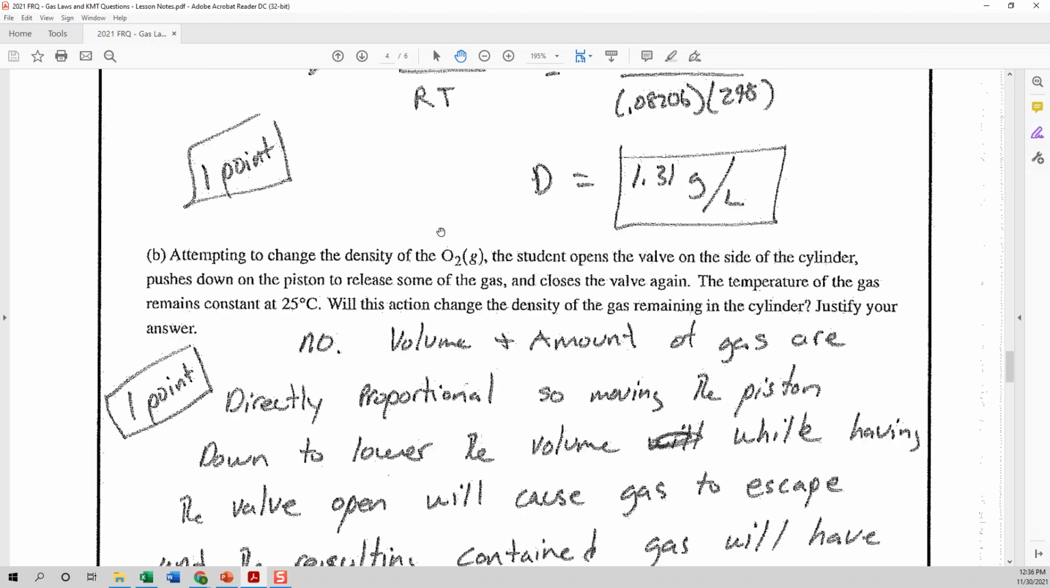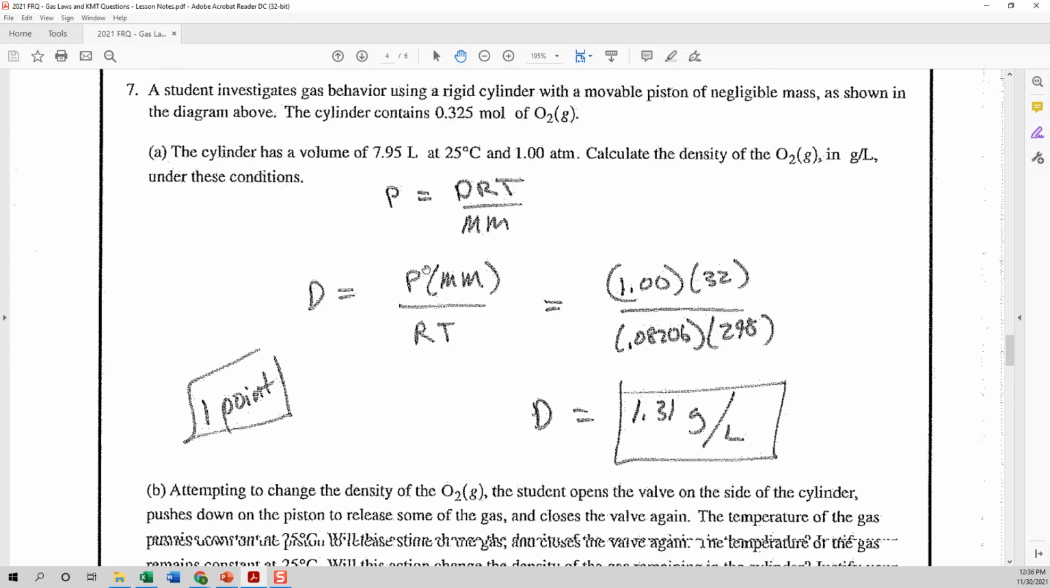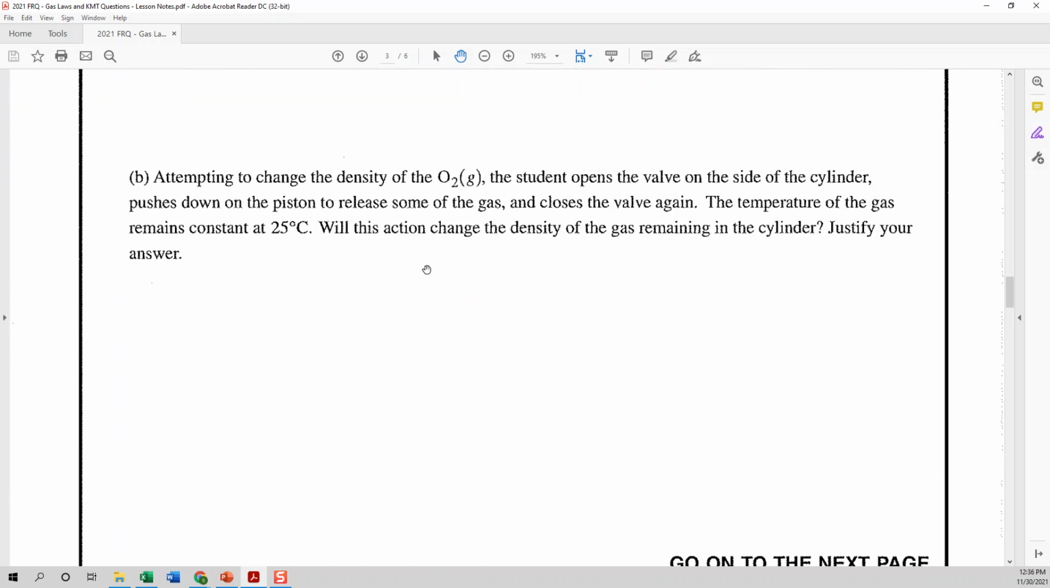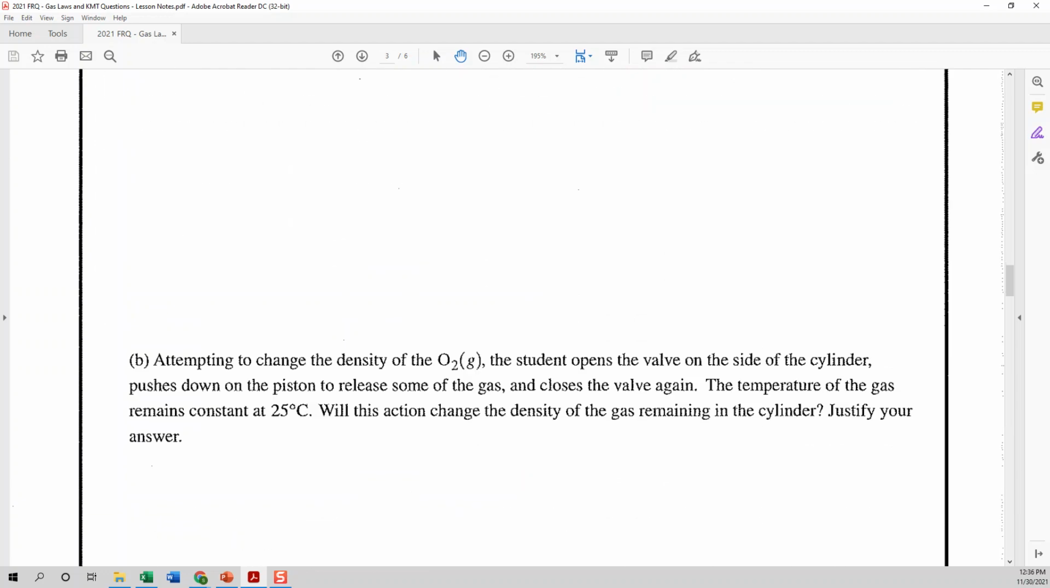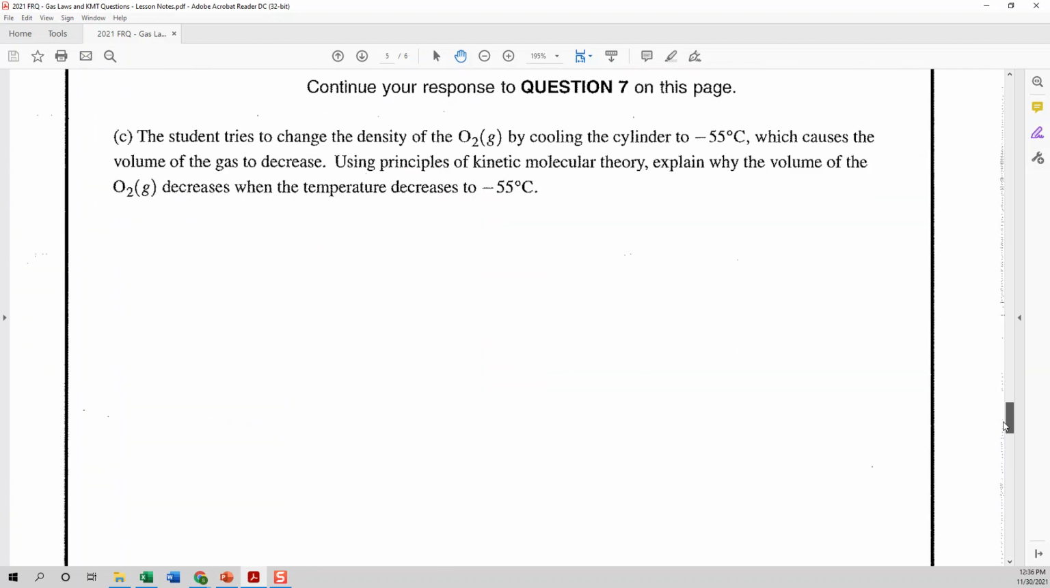Pretty simple question there. All right, so let's keep going. Let's go to the next one. So again, we're talking about the same system. Part C, the student tries to change the density of O2 by cooling the cylinder to negative 55 degrees Celsius, which causes the volume of the gas to decrease. Using principles of kinetic molecular theory, explain why the volume of O2 decreases when the temperature decreases to negative 55.